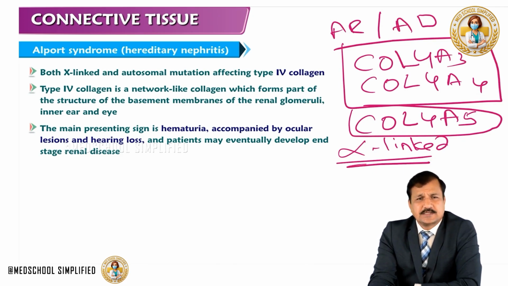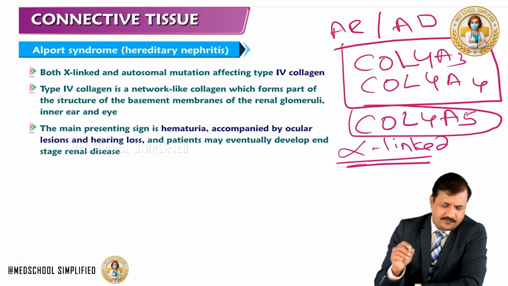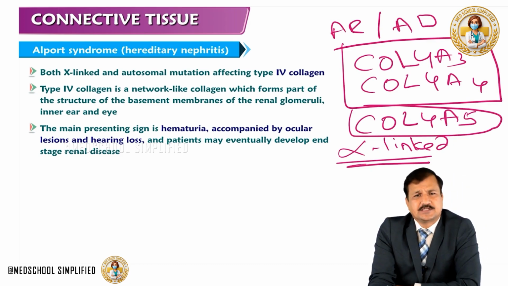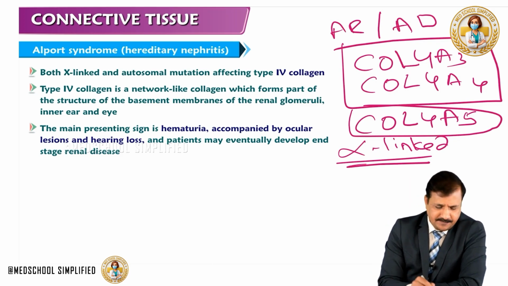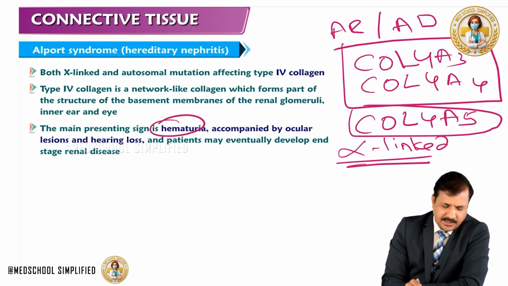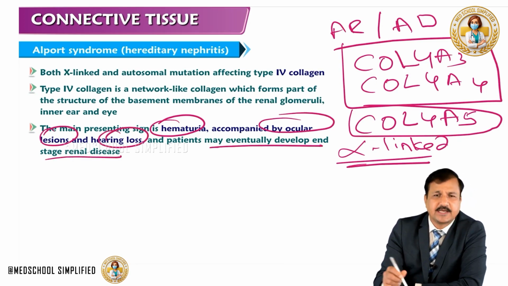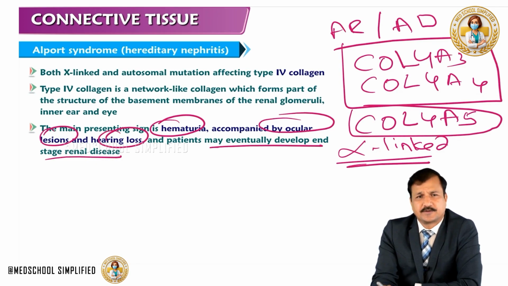Now out of all these, that is autosomal dominant, autosomal recessive and X-linked Alport syndrome, X-linked Alport syndrome is the most common one. The first sign of the disease is hematuria, and it is accompanied by ocular lesions and hearing loss, and patients may eventually develop end-stage renal disorder.